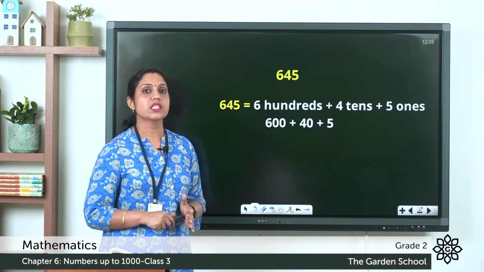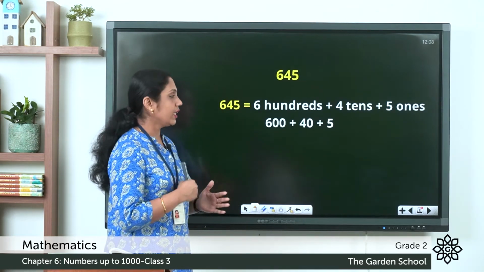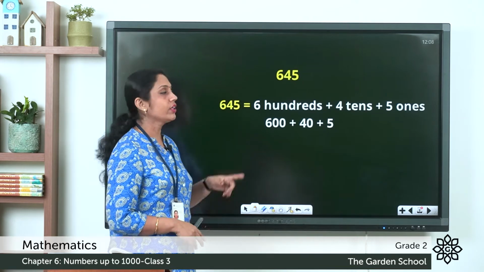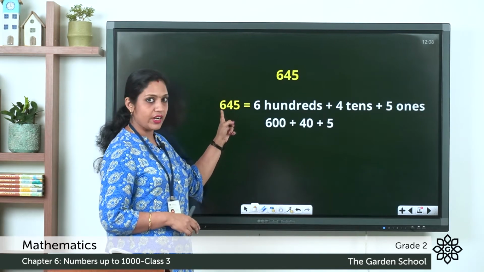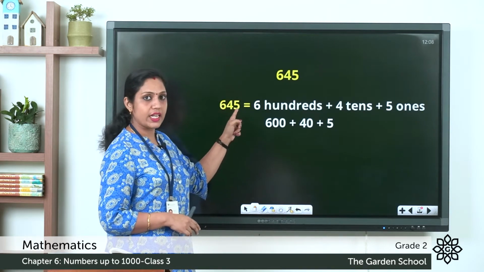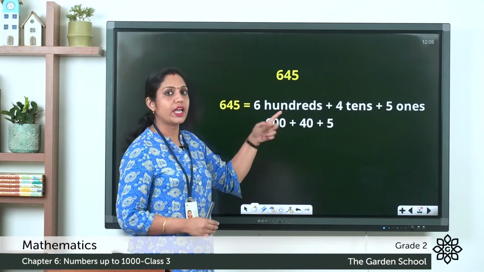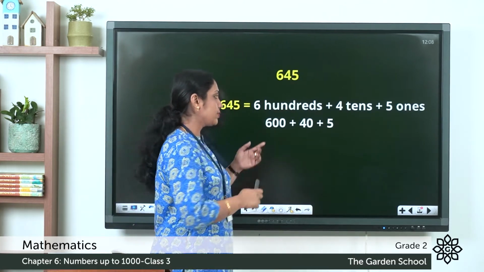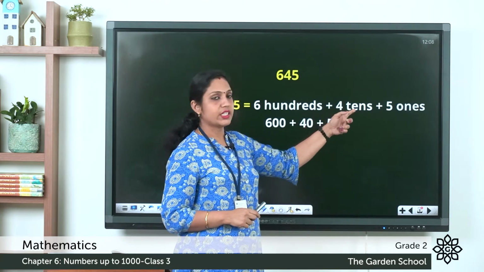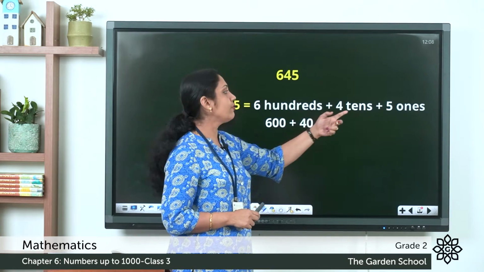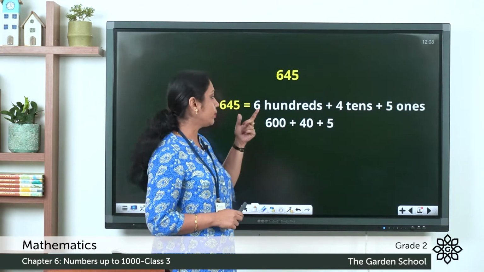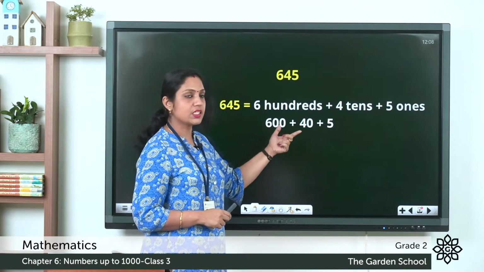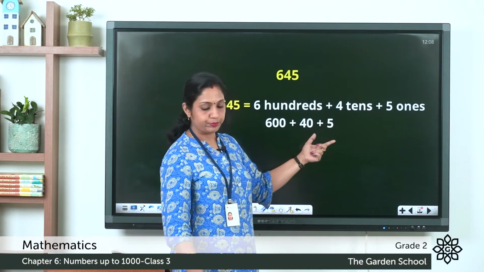Let's see the number 645. In the number 645, we have 6 hundreds plus 4 tens plus 5 ones. And how can we write it? 6 hundreds becomes 600, 4 tens becomes 40 and 5 ones we can write as 5. So it becomes 600 plus 40 plus 5.